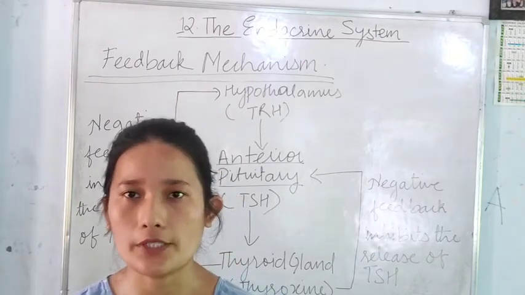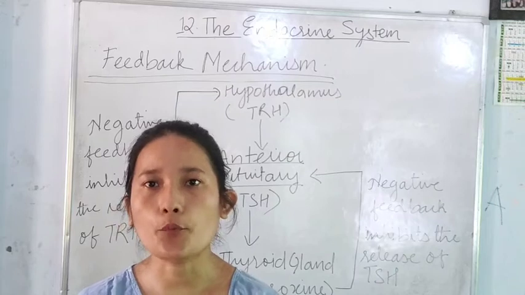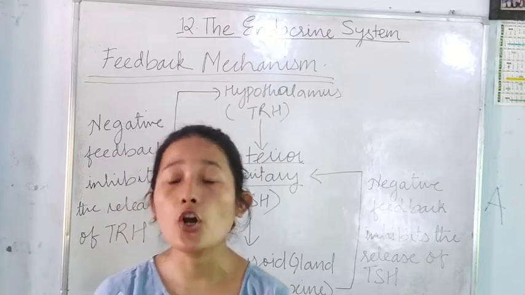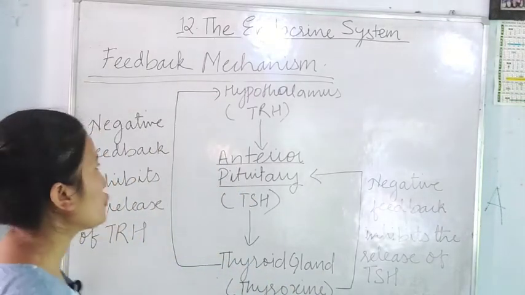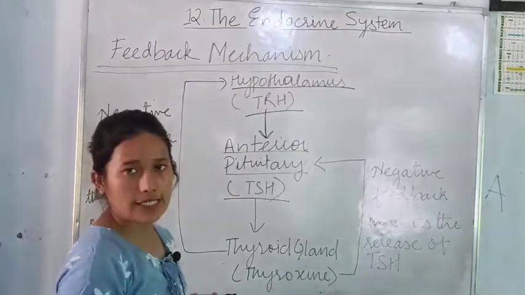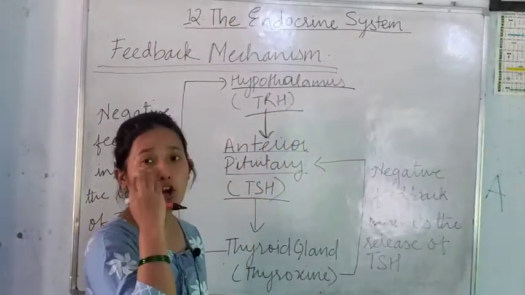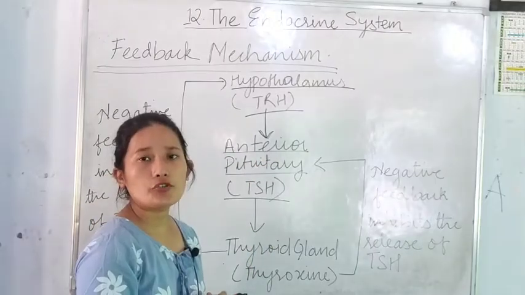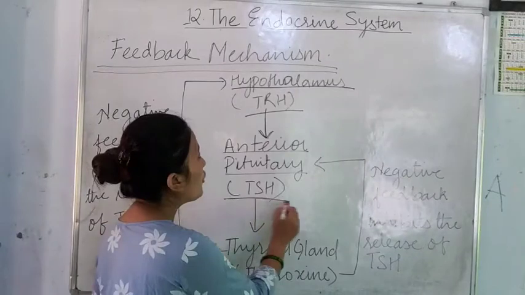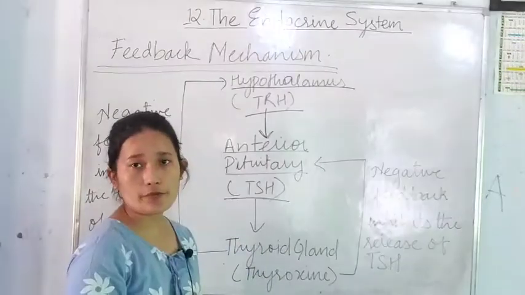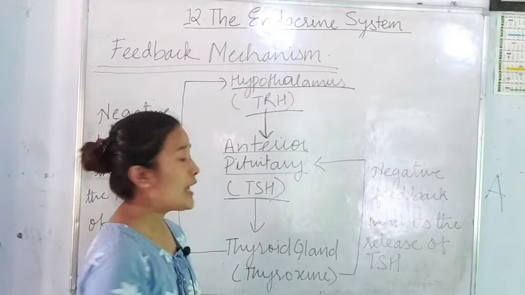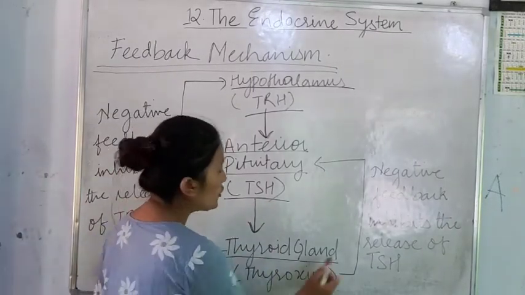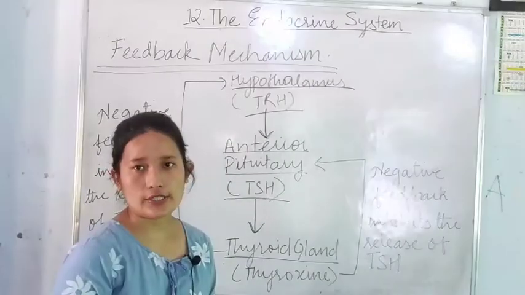Whatever flowchart I will be discussing, you have to go through that properly. They usually ask you a diagrammatic question based on this particular flowchart. Now let's go through this. Your hypothalamus secretes a hormone called thyrotropin releasing hormone, which stimulates your anterior pituitary gland to secrete thyroid stimulating hormone. We know the function of thyroid stimulating hormone. It further goes and stimulates your thyroid gland to produce more thyroxine.